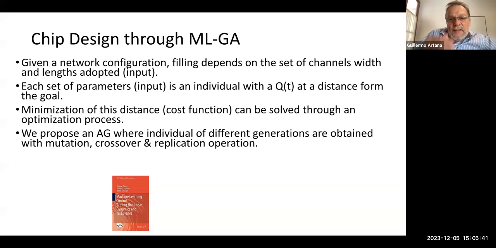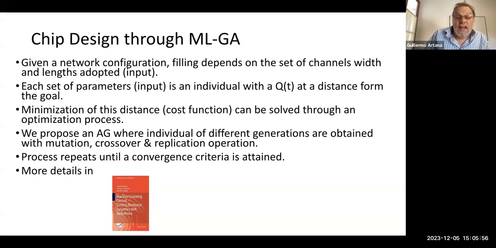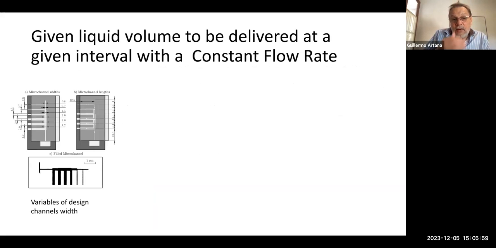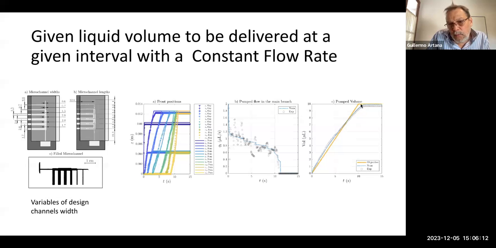The main aspect is that you have individuals, and you have a minimization process that you have to carry out to obtain the best condition, and this is done with a machine learning genetic algorithm. So for this kind of geometry, which we have adopted in this case, what we wish to obtain is to fill or to have some volume in a given time.